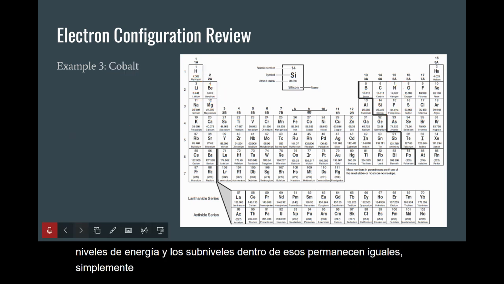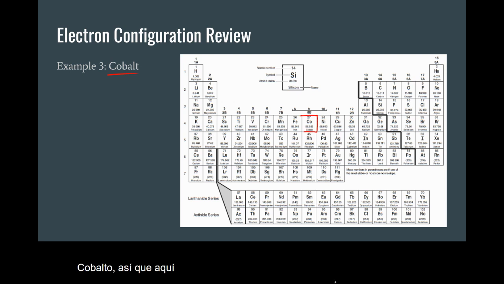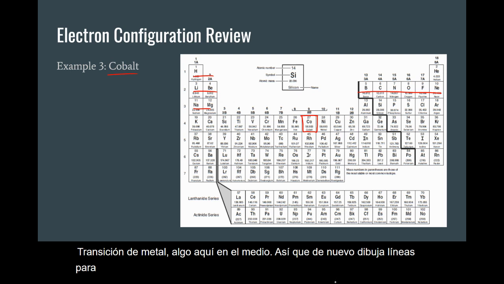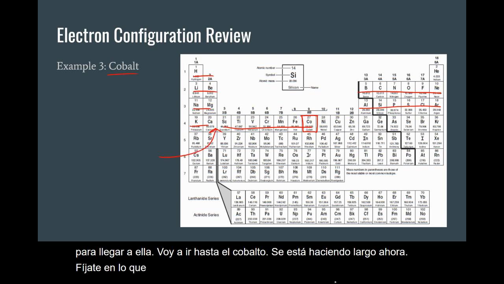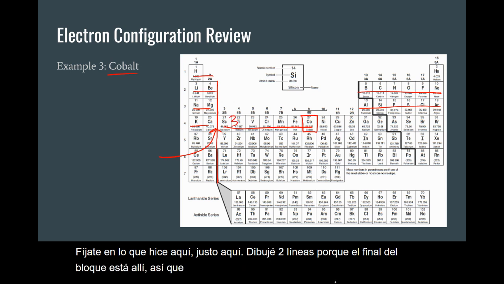So let's take a look at cobalt. Here's an example of a transition metal, something here in the middle. Again, draw lines to get to it. I'm going to go all the way to cobalt. It's getting long now. Notice what I did here. Right here, I drew two lines because the end of the S block is there. So this is now the D block, and I want to remember this is 3d. It starts one behind.